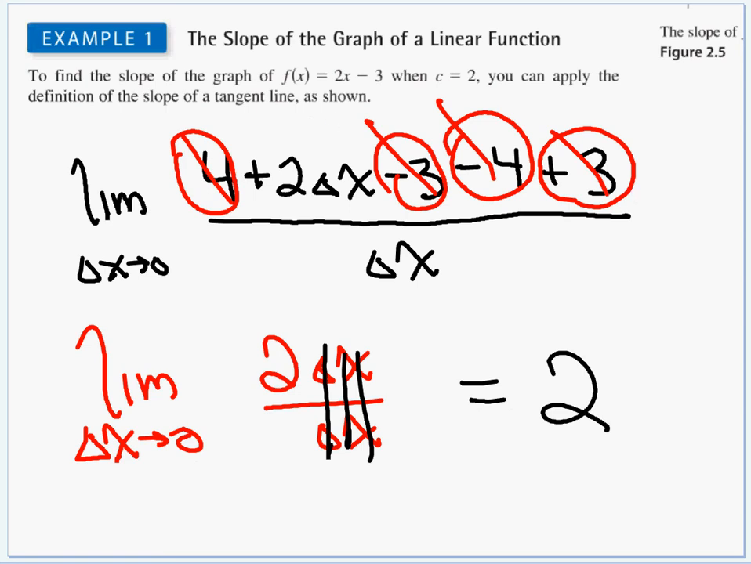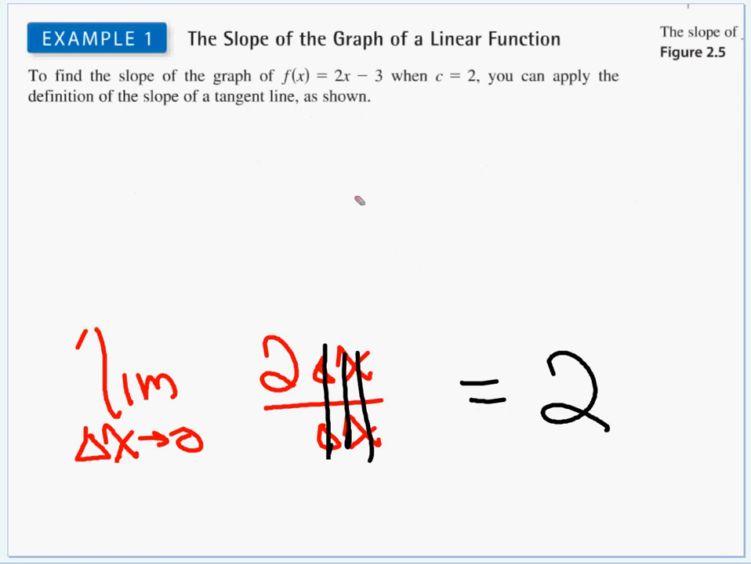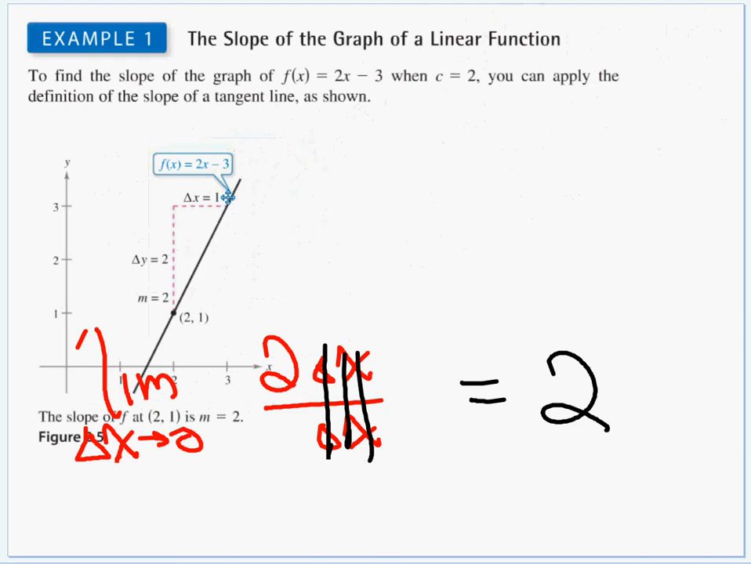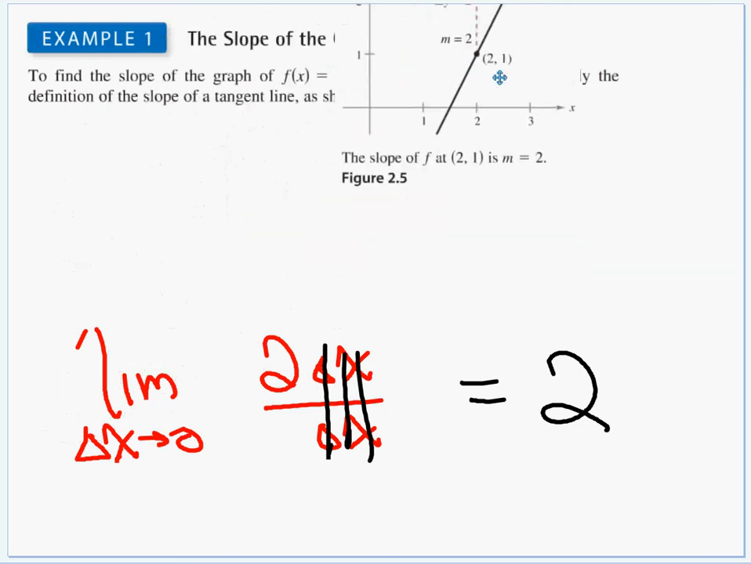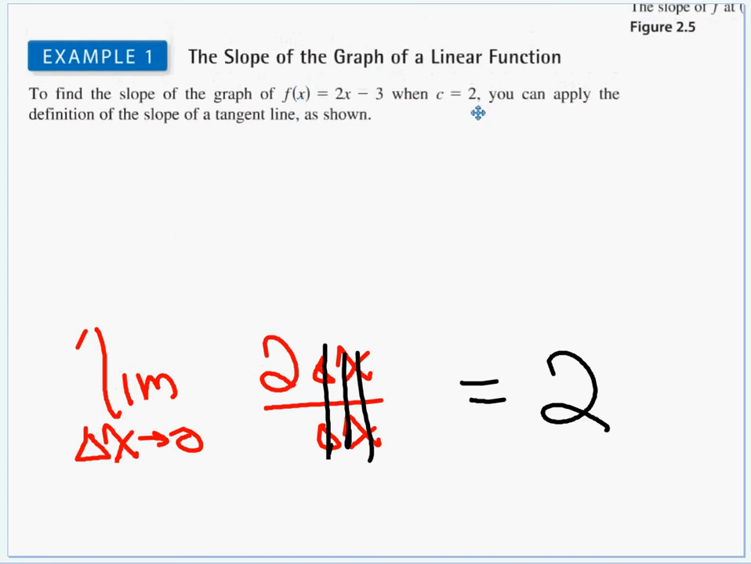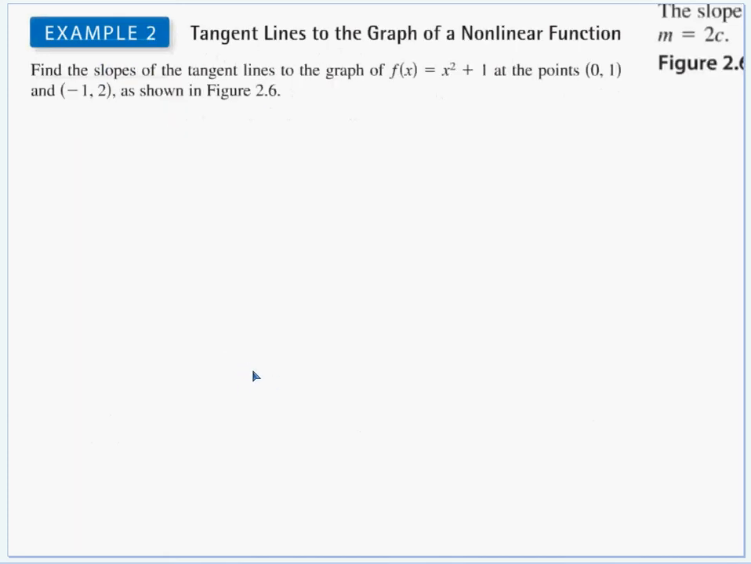Now, I didn't point this out at the beginning of the problem. This function is 2x minus 3. It's just a straight line. No matter what point we used, we were going to get a slope of 2. But this is a great simple example just to show you the mechanics of one of these type problems. When they give you the x value right at the beginning, you can just plug that in when you're using that difference quotient. Most of what we're going to be doing in this class is not going to be like example 1. It's going to be more like example 2.